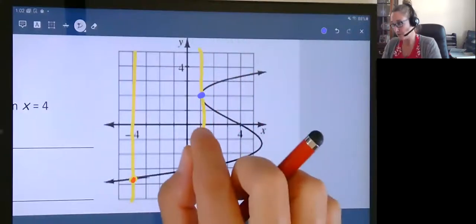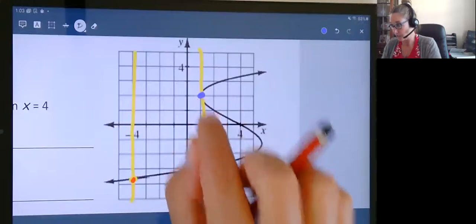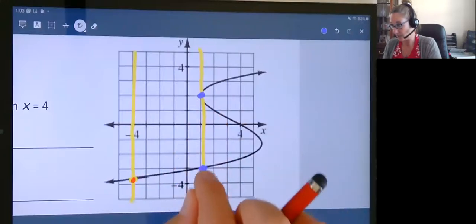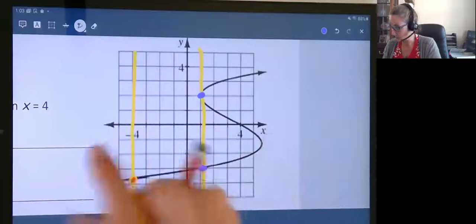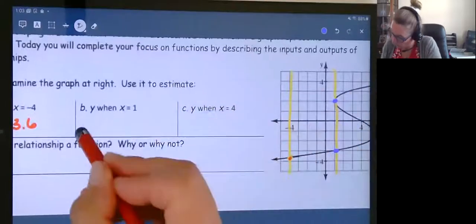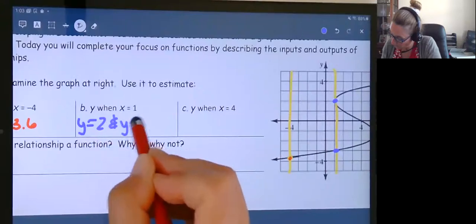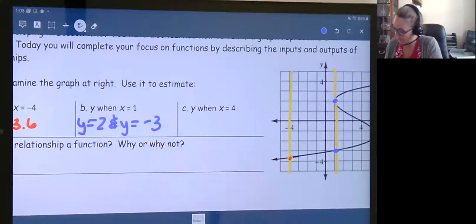So we have 2 different y values when x is 1. We have 1, 2, so this is going to be 2. And then down here, -1, -2, -3. Okay, so 2 and -3. So y equals 2 and y equals -3.